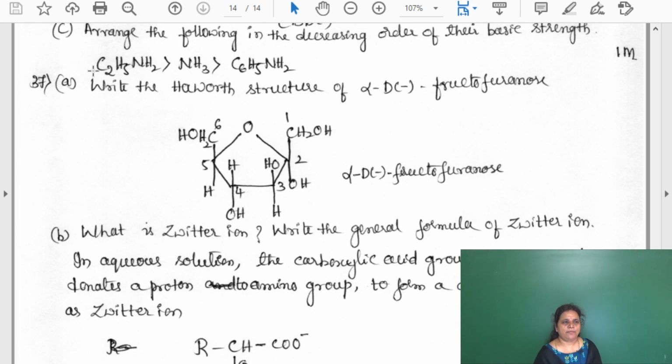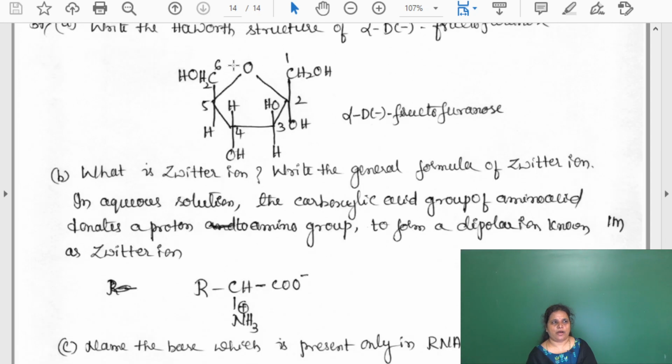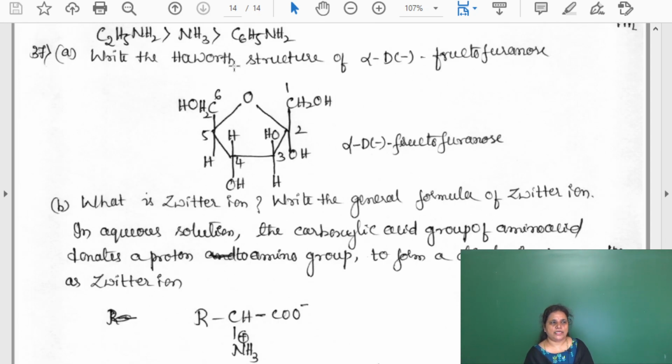Now arrange the following in the decreasing order of their basic strength. Ethylamine, ammonia and aniline are given. Ethylamine is more basic, then comes ammonia, then comes aniline, and you know the reason. An electron releasing group increases the basic strength and an electron withdrawing group decreases the basic strength, and therefore the ethyl group is electron releasing, the phenyl group is electron withdrawing. Therefore this is the order that carries 1 mark. Move on to question number 37.